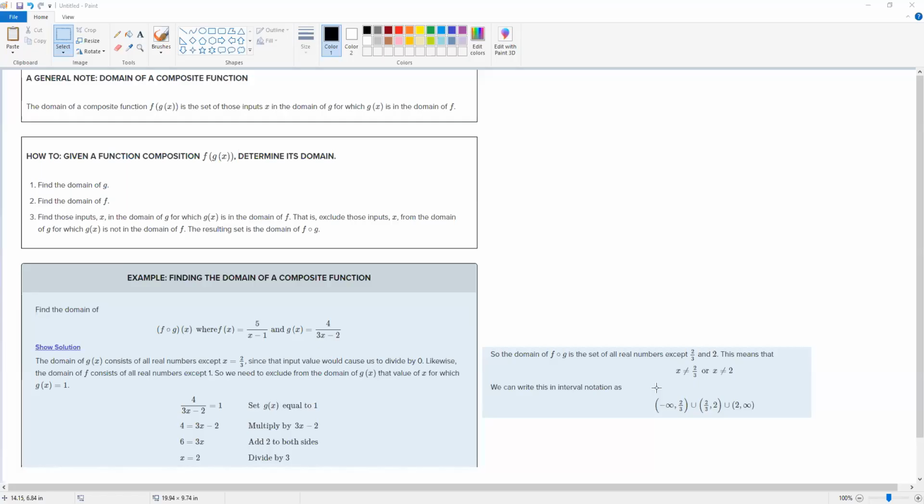I will show you one example, then you may understand. It is not in your syllabus, but I just wanted to let you know that. See this. So this is what we are discussing now. The domain of a composite function. So the domain of a composite function f composition g of x is the set of those inputs x that are in the domain of g, for which g of x is in the domain of f. So that is what we discuss now here.